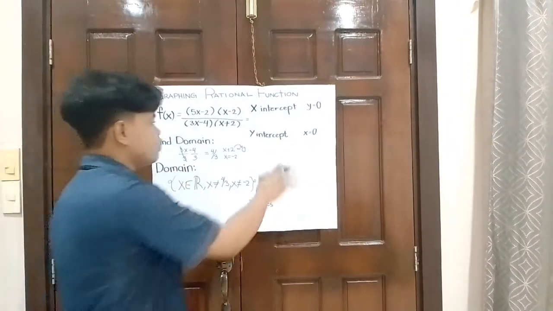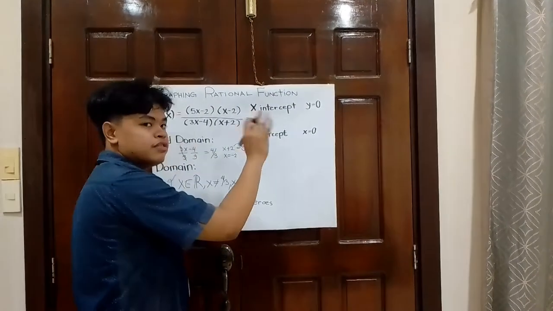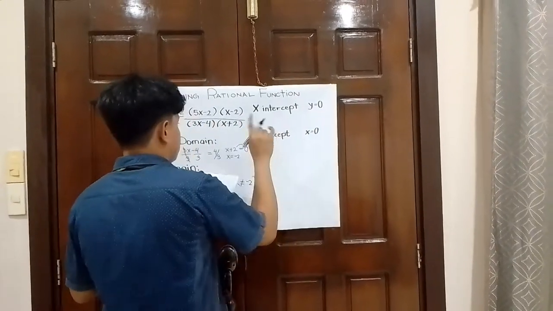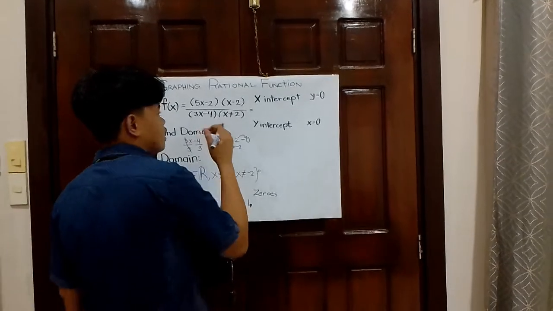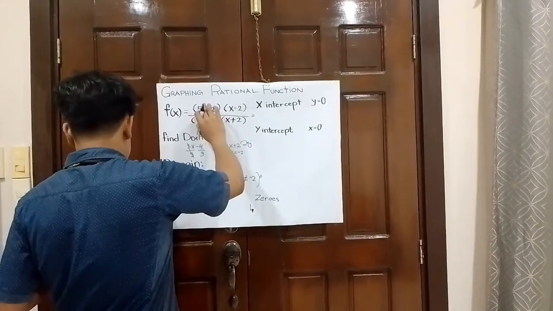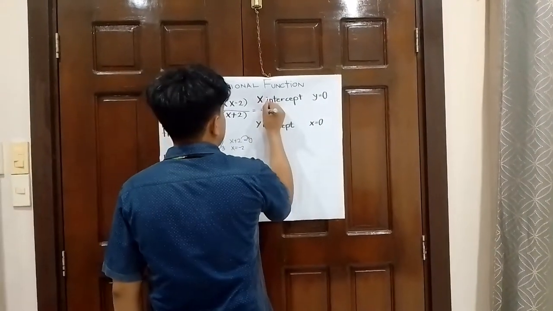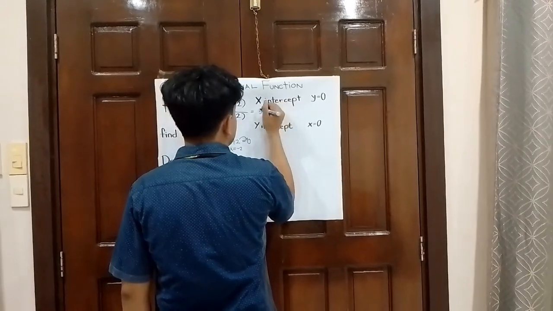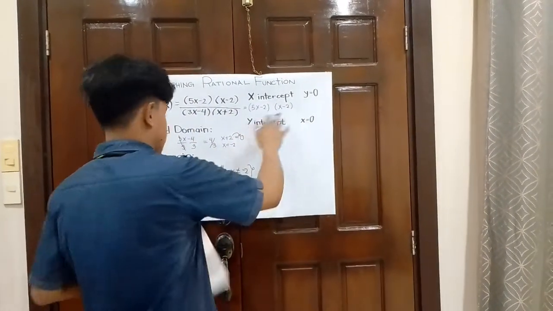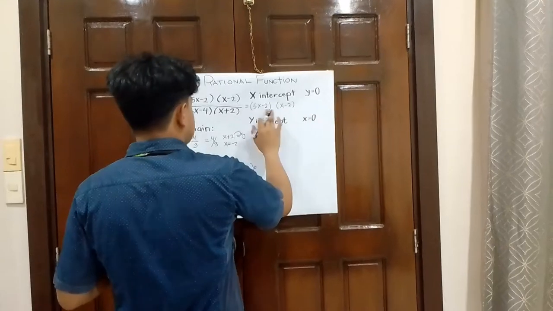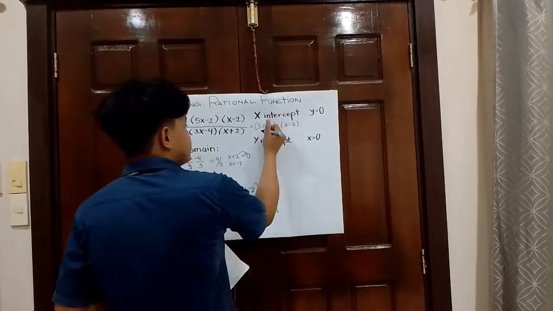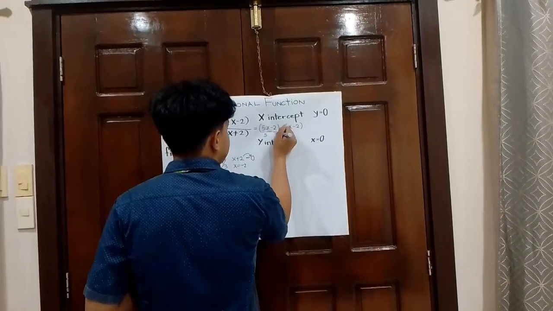Next, we go to the x-intercept. In solving for the x-intercept, y will always be 0. Where do we find the numbers to get zero? It is the numerator, so it is 5x minus 2 and x minus 2. For the 5x minus 2, we just need to get rid of the 5, so divide each side by 5.